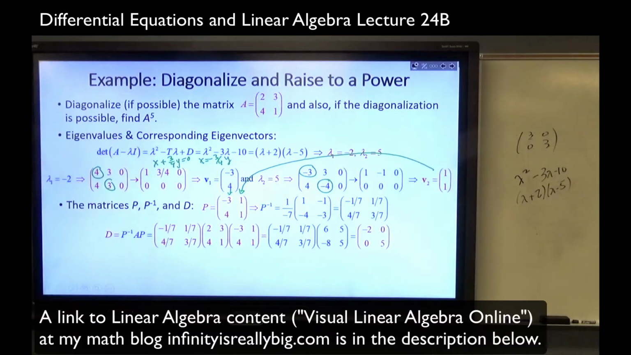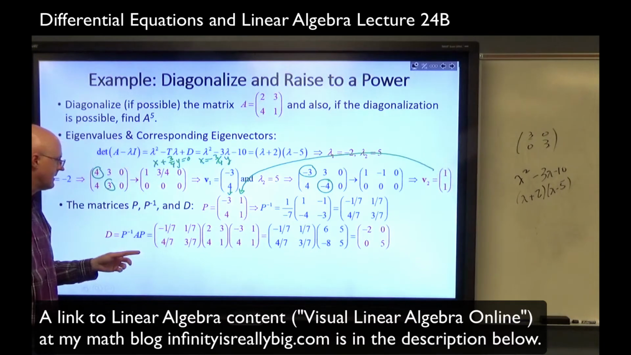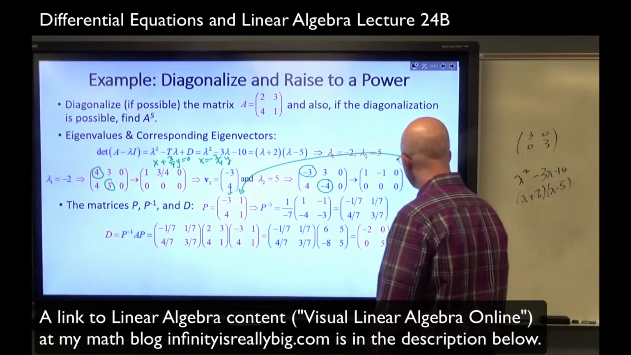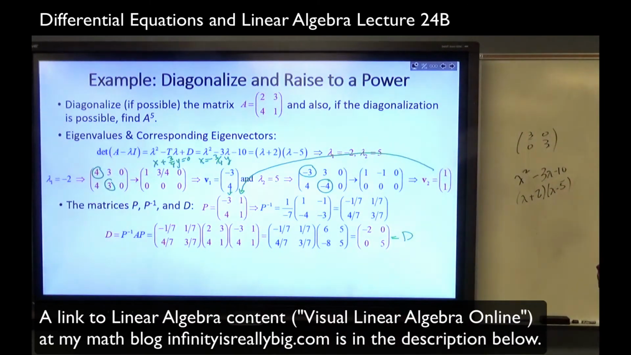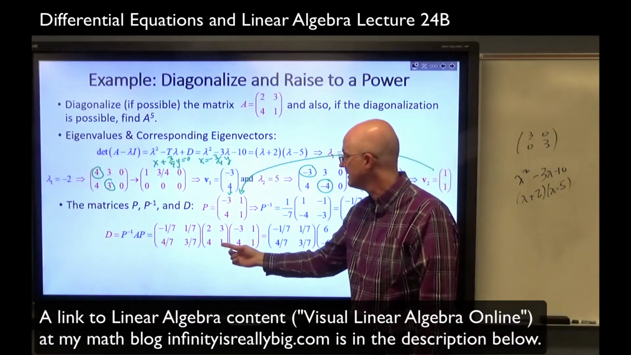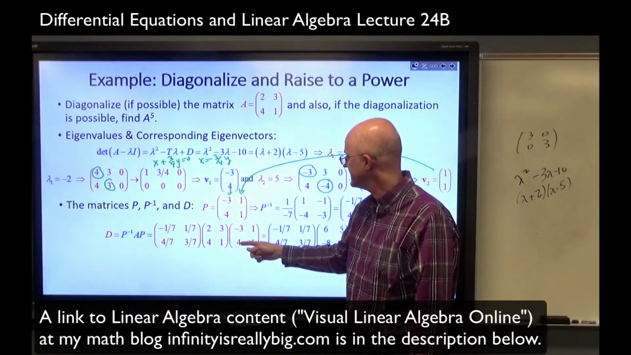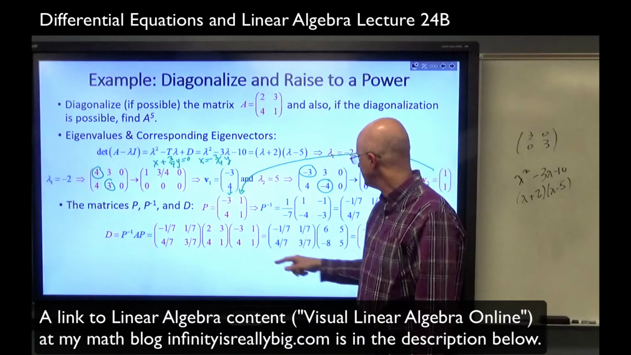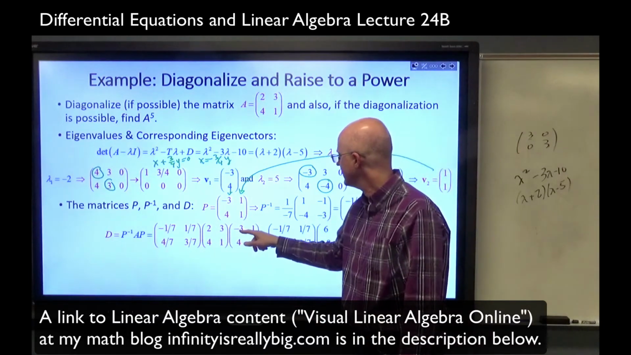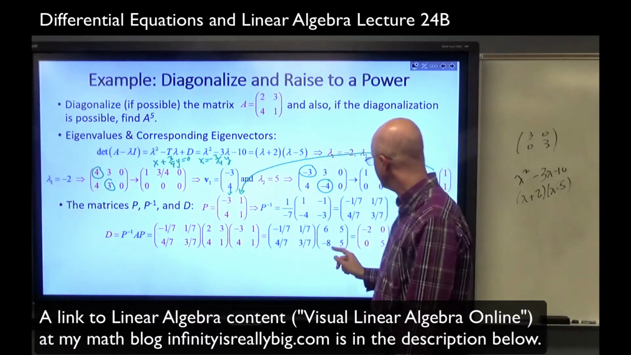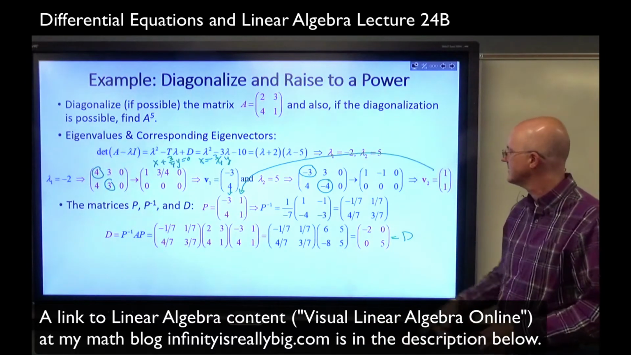Therefore, D is P inverse times A times P. You can double check these calculations. Does give you this diagonal matrix. Take the time, pause the video, double check these calculations. I will just quickly check the product of these two. 2 times negative 3 is negative 6 plus 12 is positive 6. 2 times 1 plus 3 times 1 is 5. 4 times negative 3 is negative 12 plus 4 is negative 8. And finally, 4 times 1 plus 1 times 1 is 5. Check this one too.